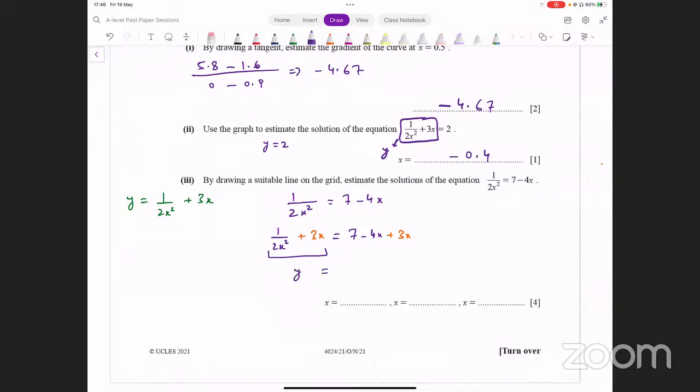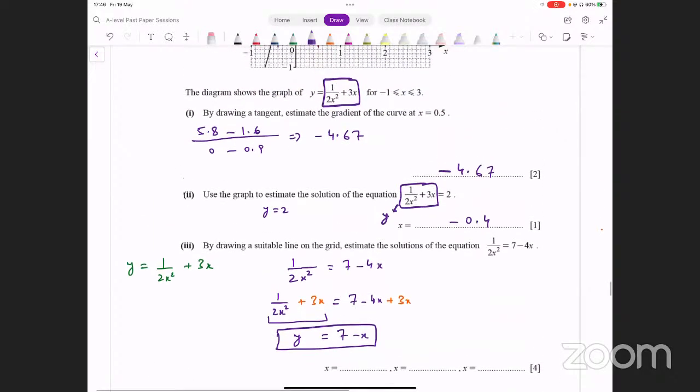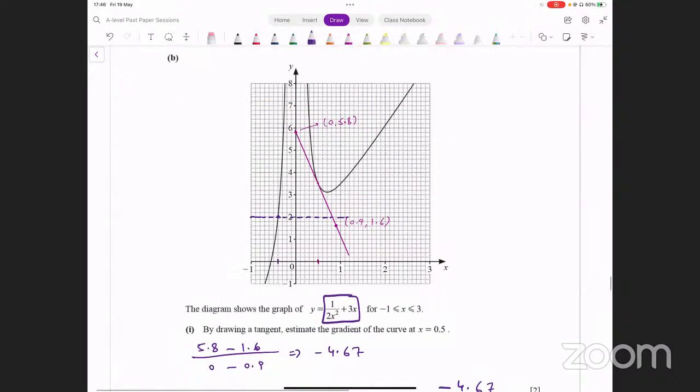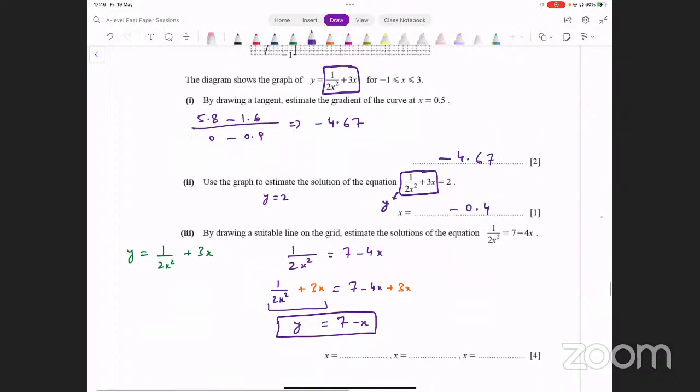Okay? Right side पे क्या आ गया आपके पास? 7 minus 4x plus 3x. What is that? That is 7 minus x. This is the line that we have to draw in this graph. जिसके पॉइंट ऑफ इंटरसेक्शन जो है इस कर्व के साथ हमें देगा कि क्या सॉल्यूशंस आते हैं. 7 minus x. ये वाली लाइन वहां पे ड्रॉ करनी है.